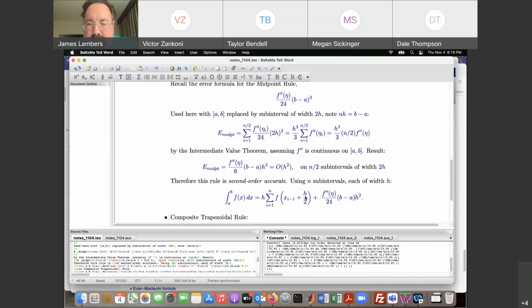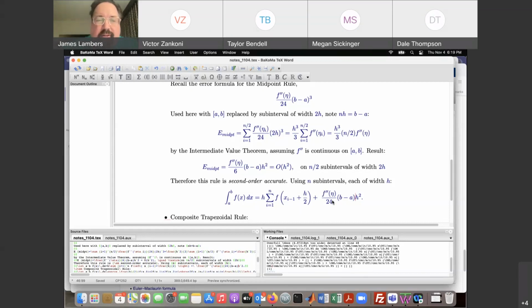So if you use the composite midpoint rule to evaluate a given integral and use a certain number of subintervals, and then you double the number of subintervals, then the error should decrease by a factor of roughly 4. The extent to which it happens depends on how the second derivative behaves. So that's what we mean by second order accurate.